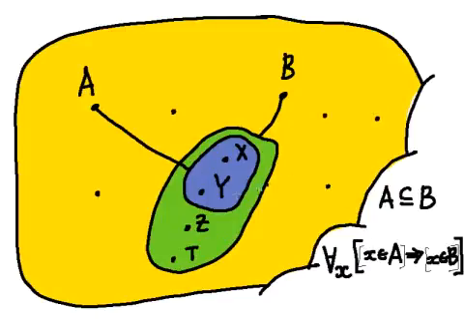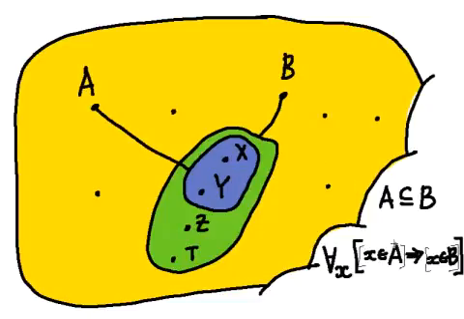And now the only two cases to be checked are when small x is either capital X or capital Y. And in both cases, they are elements of A. And then for the implication to be true, we need them also to be elements of B. And they are, because they lie within the region that encloses elements of B.